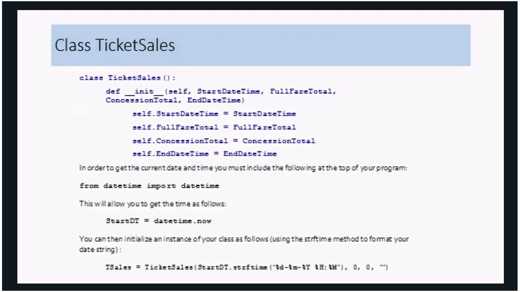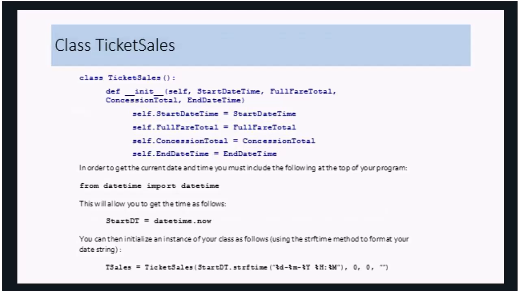So here's a suggestion for the class that you might create. The ticket sales with its open brackets and its __init__ function, initialization function. And you need to pass in all of the 4 arguments that it needs to store: start date time, full fare total, concession total, end date time.